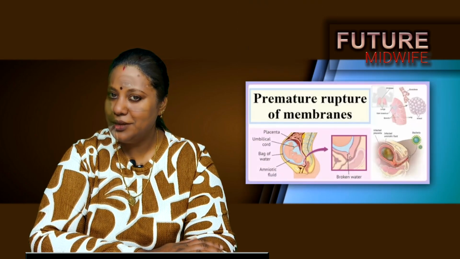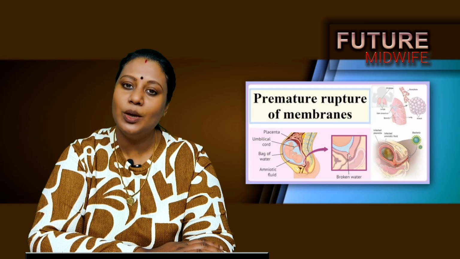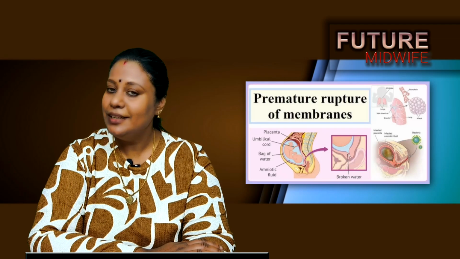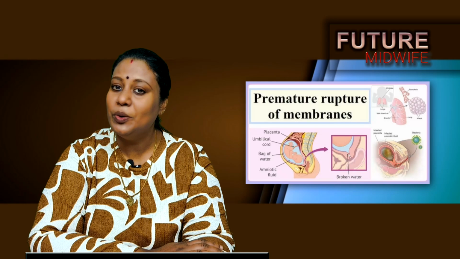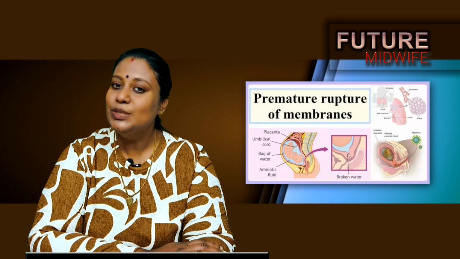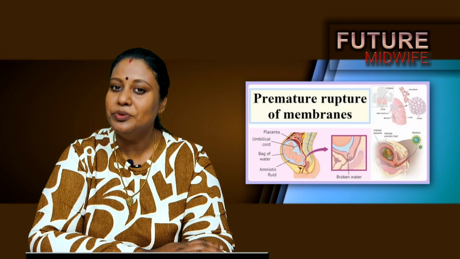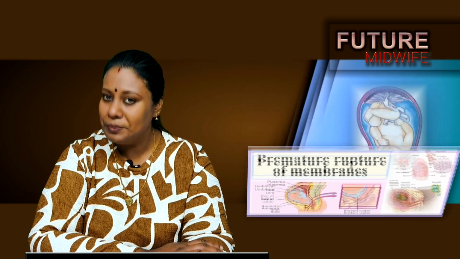Today's topic is premature rupture of membrane. Premature rupture of membrane refers to the rupture of the fetal membrane or amniotic sac before the onset of true labor contraction, regardless of gestational age. If it occurs before 37 weeks of gestation, we call it preterm premature rupture of membrane. Whereas if it occurs after 37 weeks of gestation or before the onset of true labor, we call it term premature rupture of membrane.